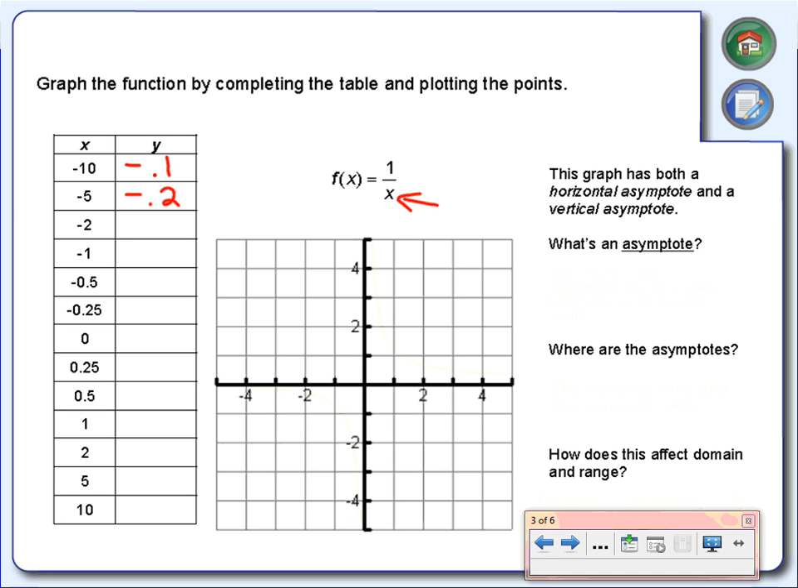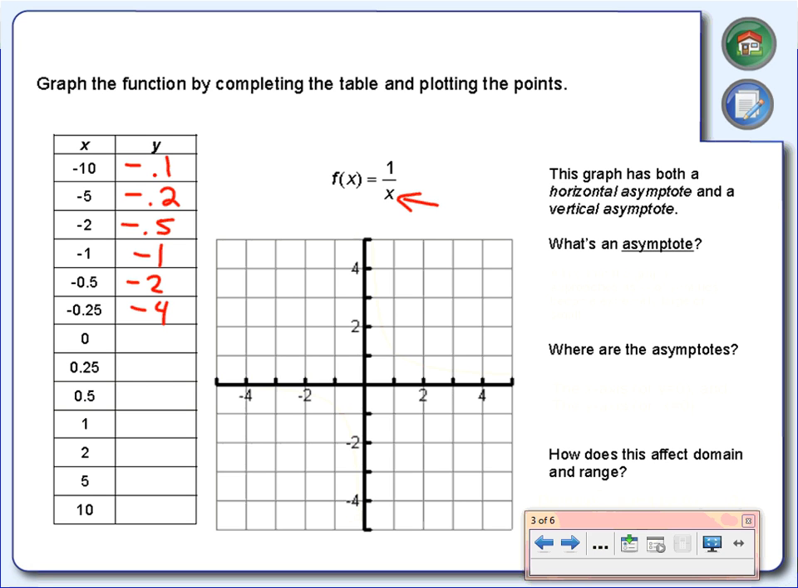Okay, let's keep going. 1 divided by a negative 2 would be negative 0.5. Now let's do a negative 1. 1 divided by a negative 1 would be negative 1. 1 divided by a negative 0.5 is negative 2. 1 divided by a negative 0.25 would give us a negative 4.